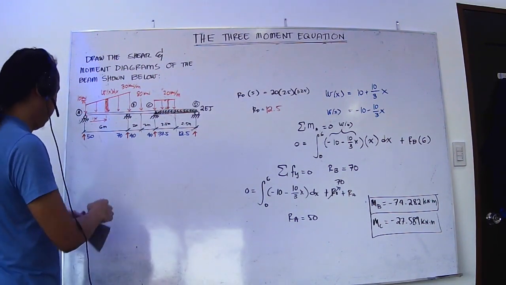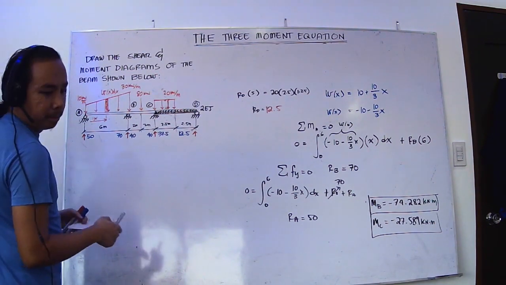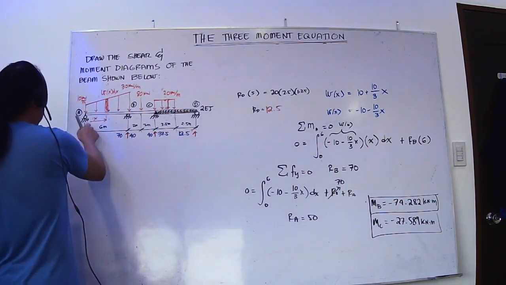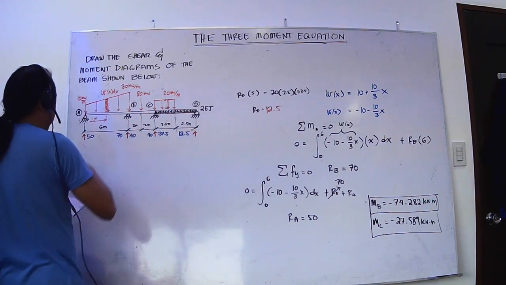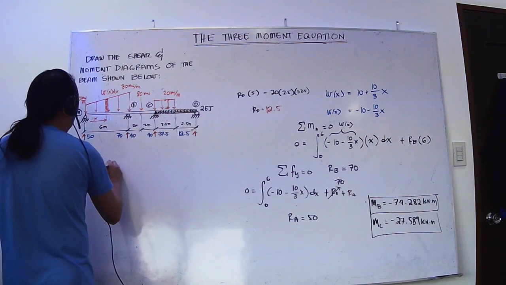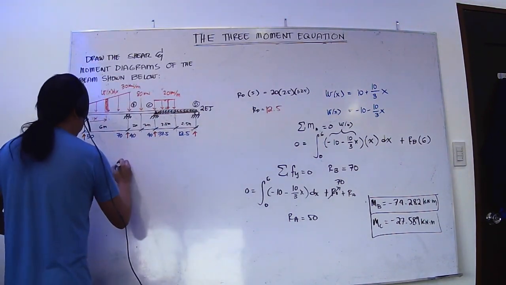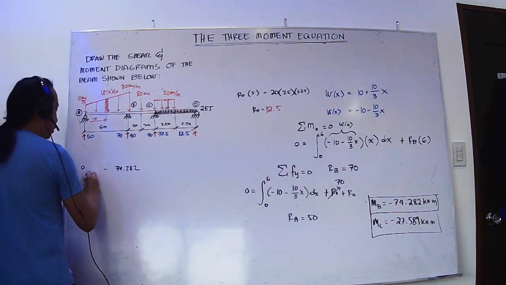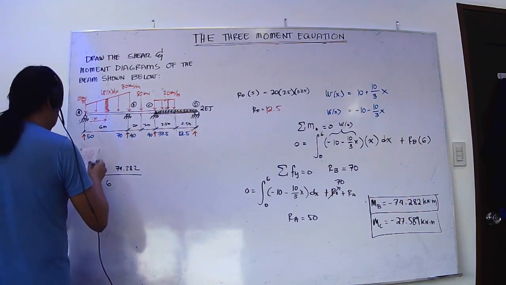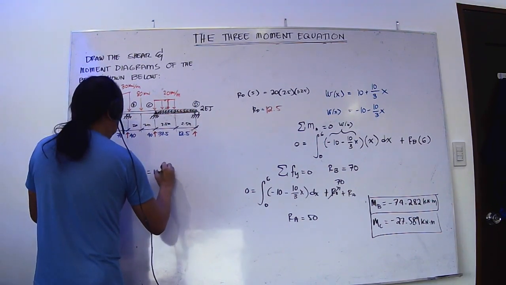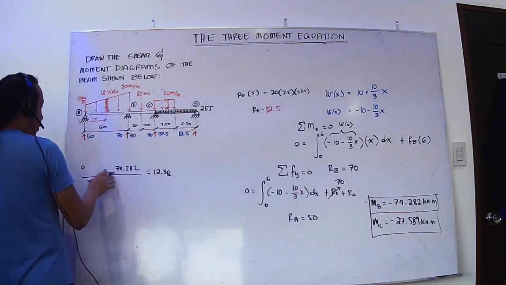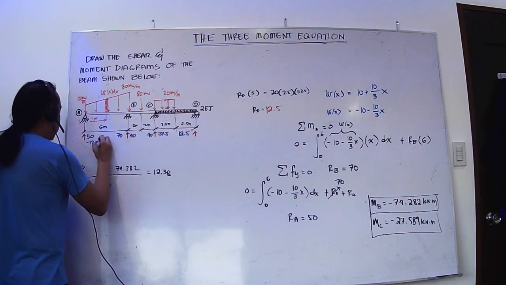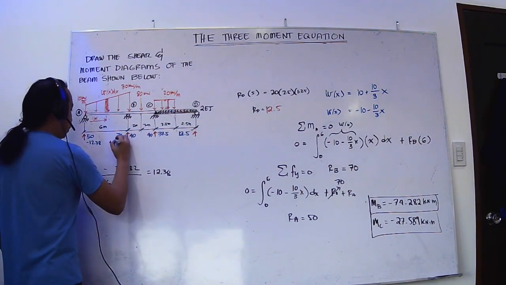So all of this is done. Now we go to the moments. The moment here is 0, versus MB, which is negative 74.282. Combining the two and dividing by 6, that should be equal to 12.38. So 12.38, negative here. To be in equilibrium, we add 0.38 at the node.